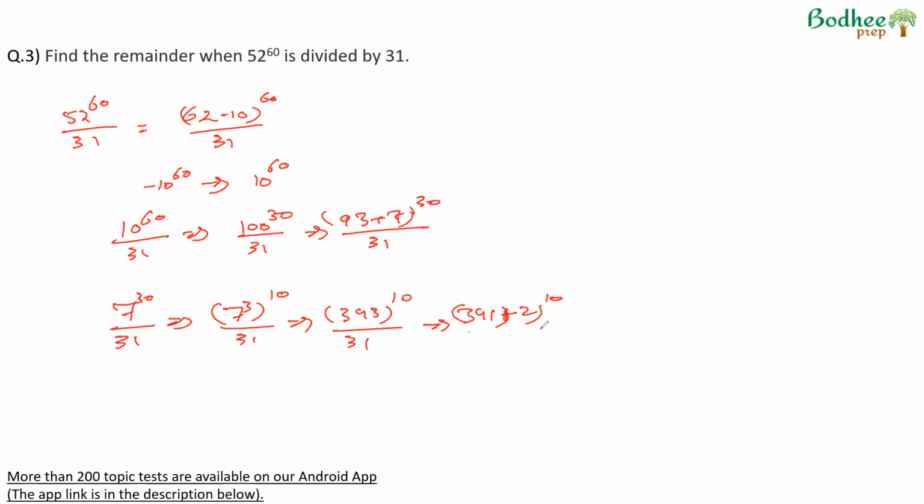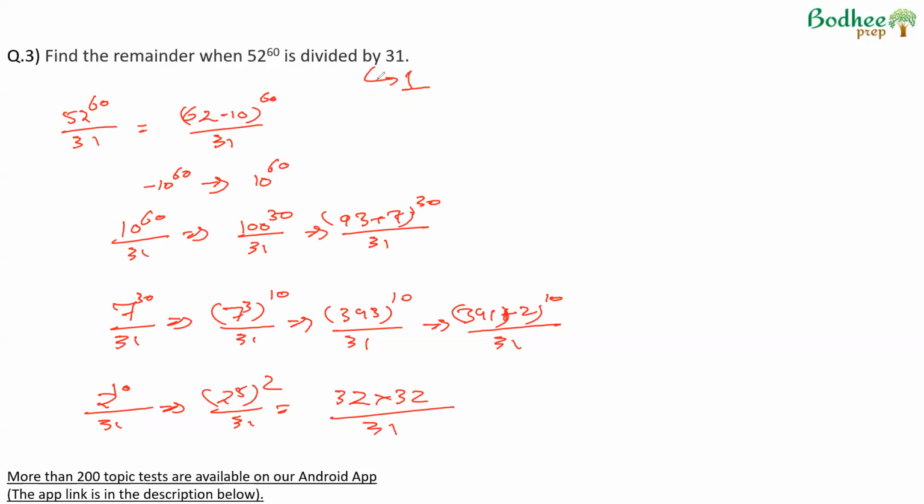This further becomes 2 raised to power 10 divided by 31. 2 raised to power 10: 2, 4, 8, 16, 32, so 2 raised to power 5 squared upon 31. This is nothing but 32 into 32 divided by 31. In both cases the remainder is 1, so the overall remainder is 1. Or we can use the Euler totient method to find the remainder. It says x raised to power Euler number of z divided by z has a remainder of 1, where x and z are co-prime.